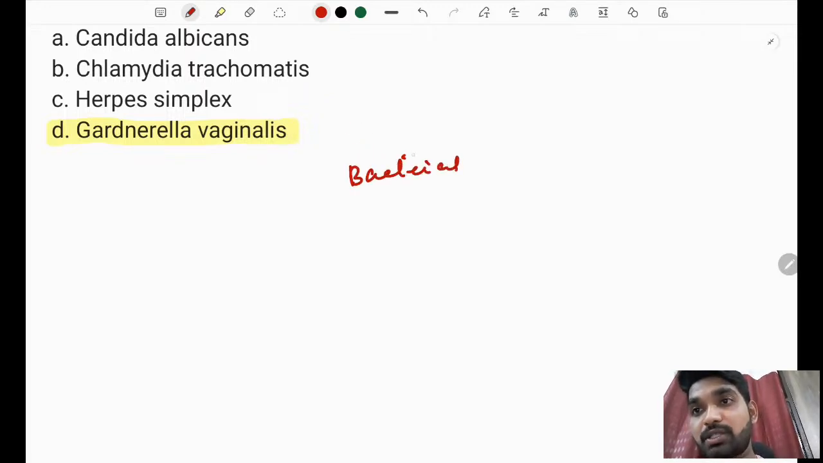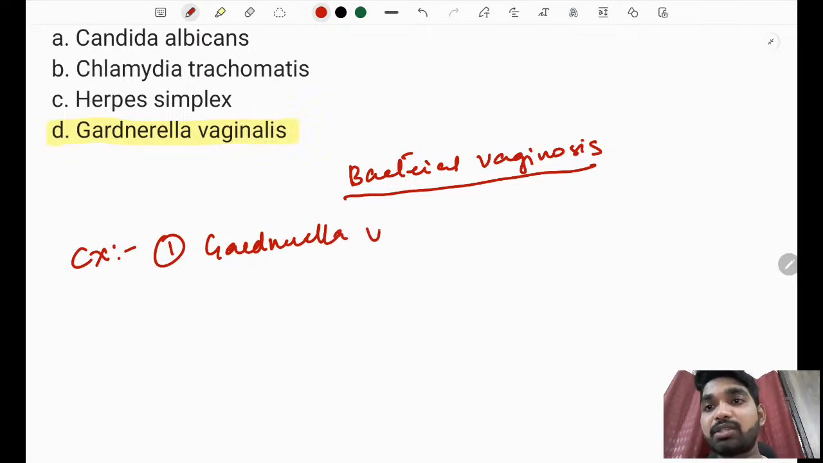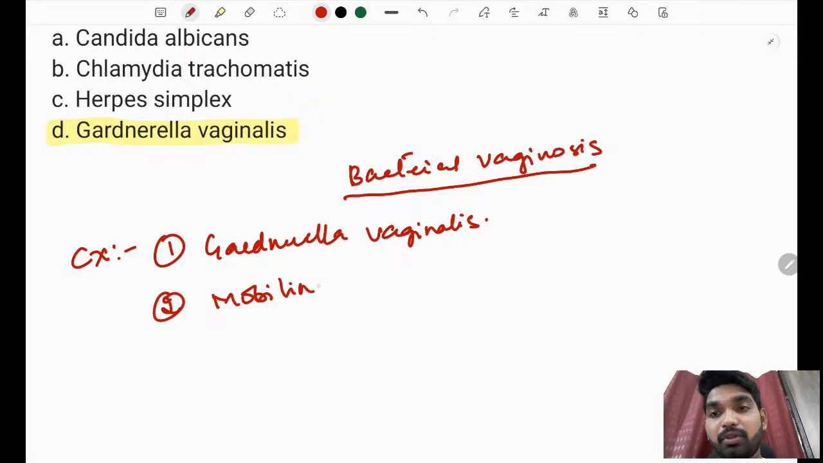Bacterial vaginosis. See, the causative agents are, as I have said, Gardnerella vaginalis. One more bacterium also causes bacterial vaginosis in females, that is Mobiluncus. But remember, at least remember Gardnerella for your exam.